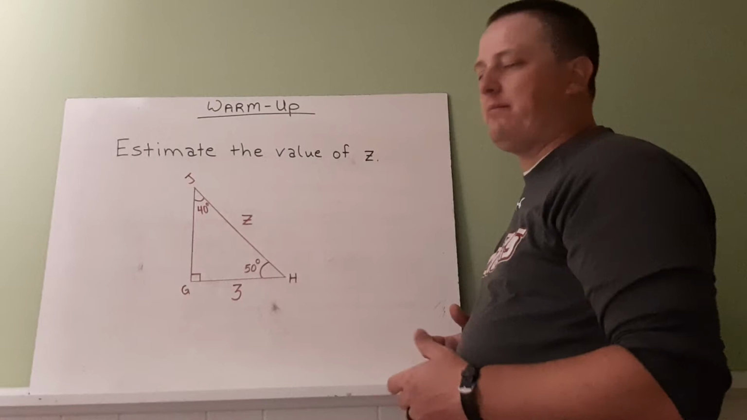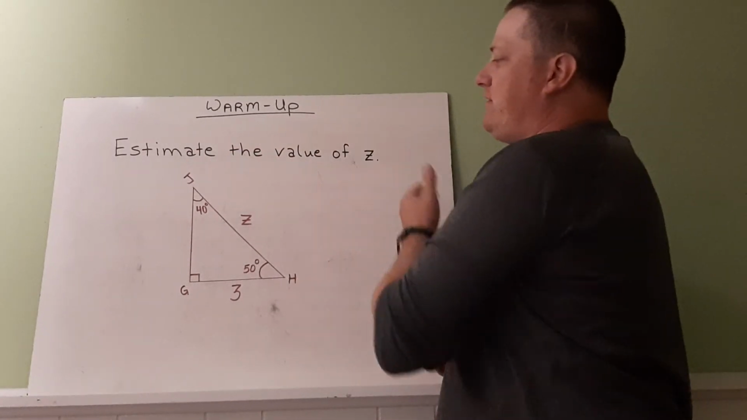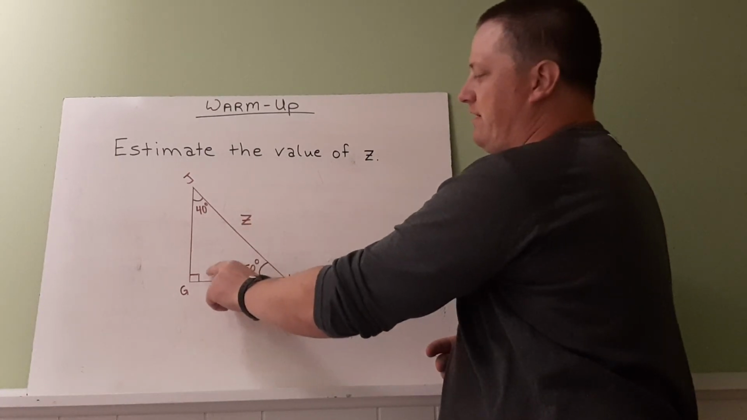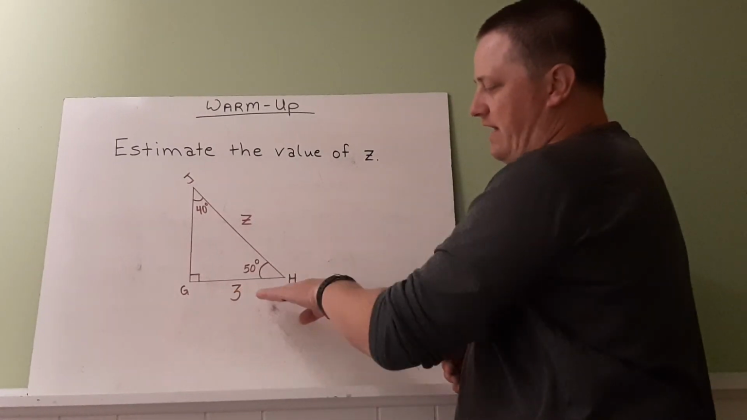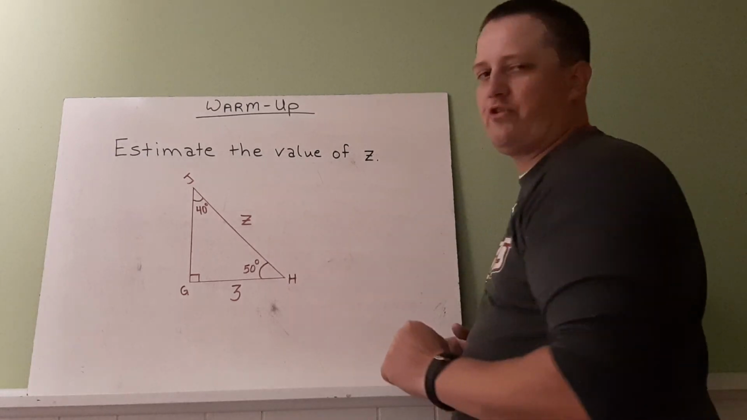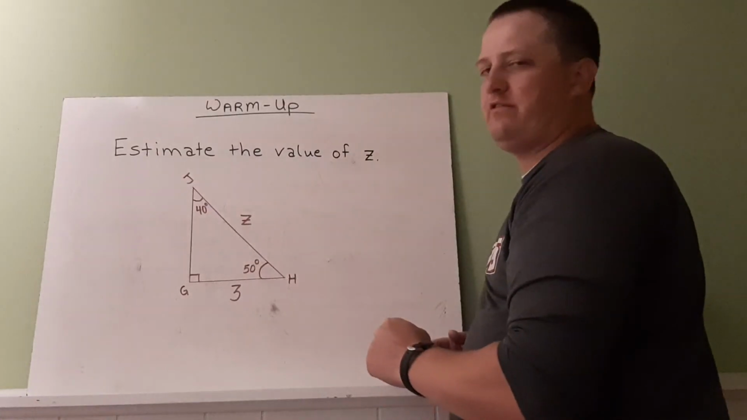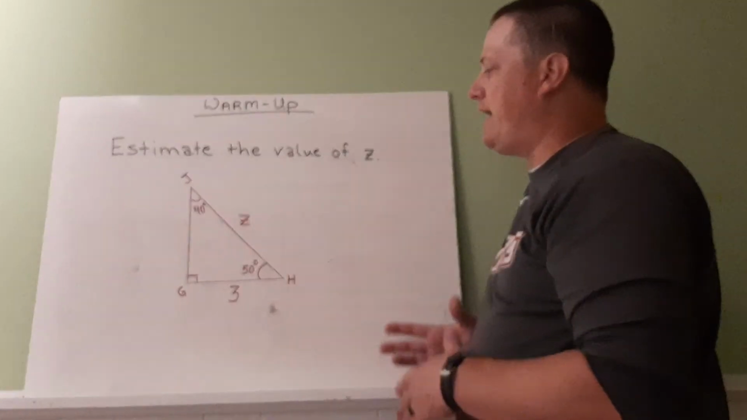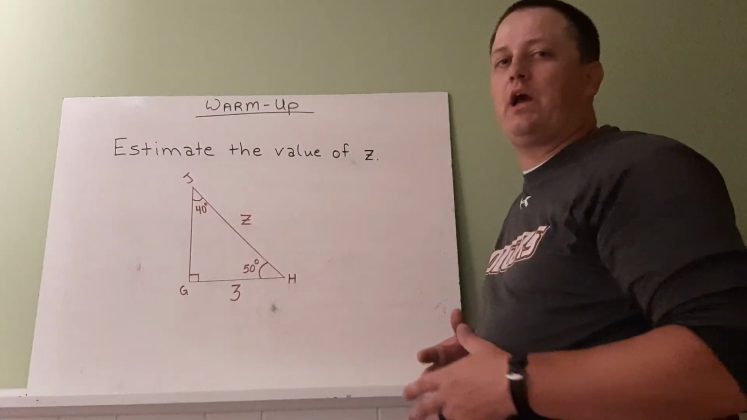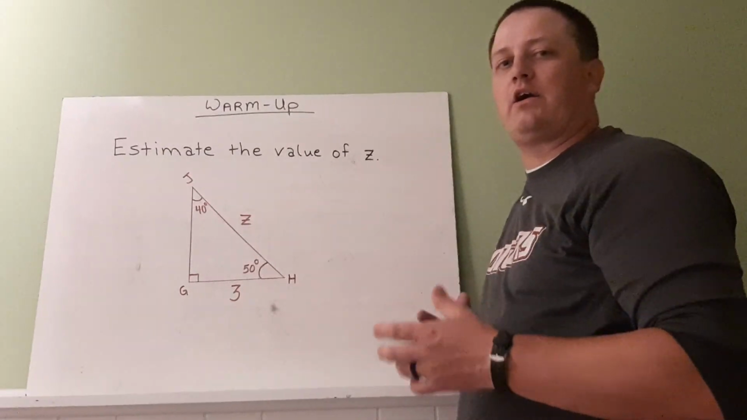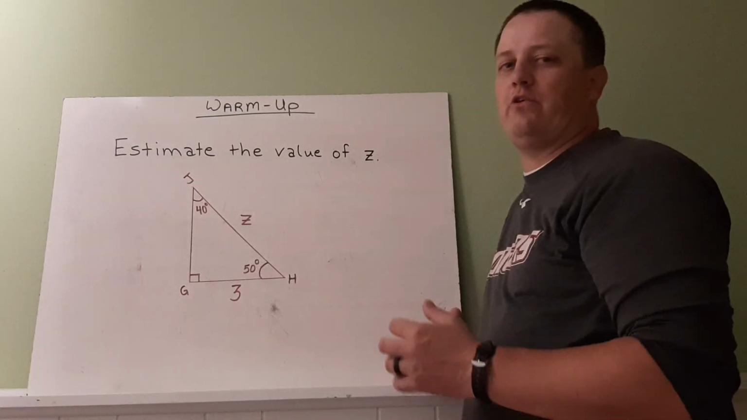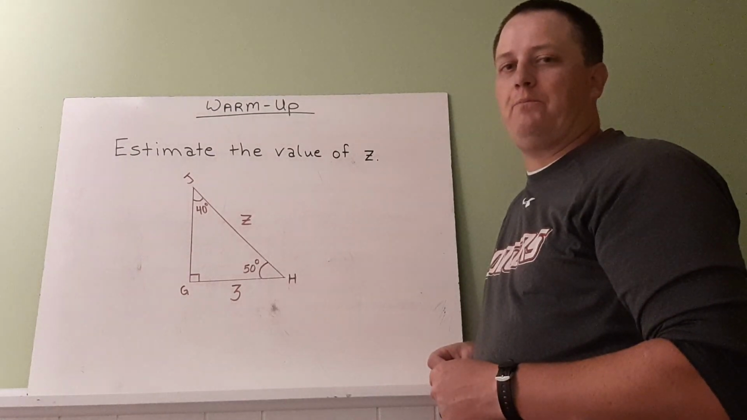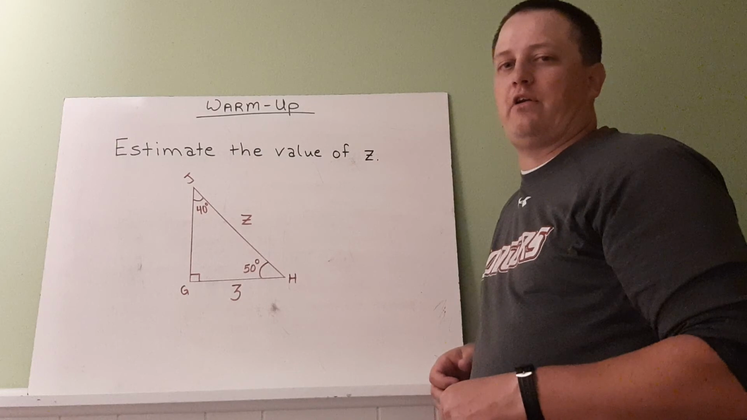So in this problem, what I want you to do is estimate the value of z. So we have this triangle. We know 40 degrees, 50 degrees, and a right angle there. We know this side right here is 3, and we're trying to find the hypotenuse, which is z. So I'd like you to use your trigonometric tables to try and estimate how big z would be. And then we're going to use that work to understand how to use our cosine, sine, and tangent ratios that we're going to dive into tomorrow. So bring that to class tomorrow, and that will start our discussion.